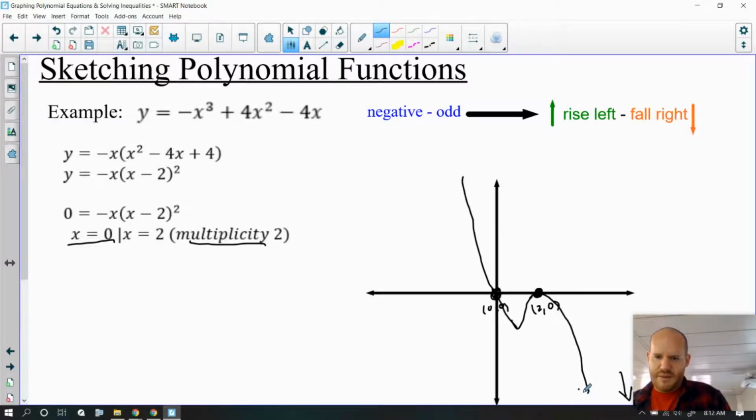So it's going to bounce off that root and will not pass through the graph. Then based off the end behavior, it will continue to fall to the right. So that's what that rise left, fall right means. Rising to the left, falling to the right, passing through odd multiplicity roots, bouncing off even multiplicity roots. That gives me a nice sketch of my polynomial function.